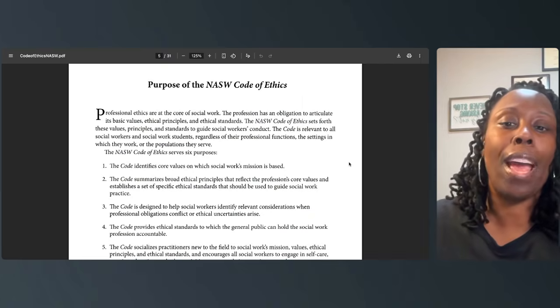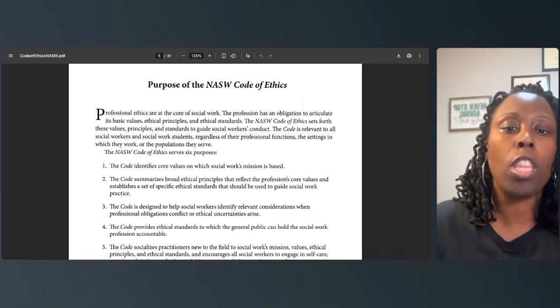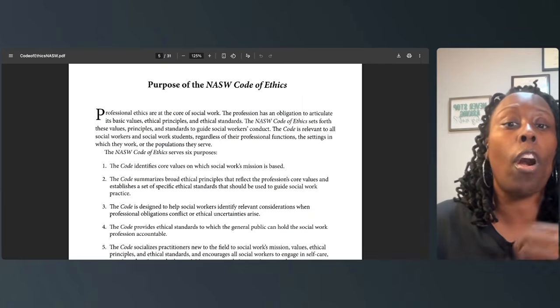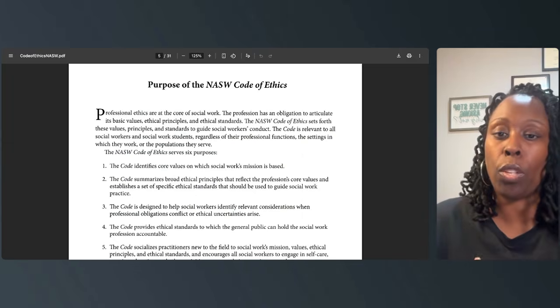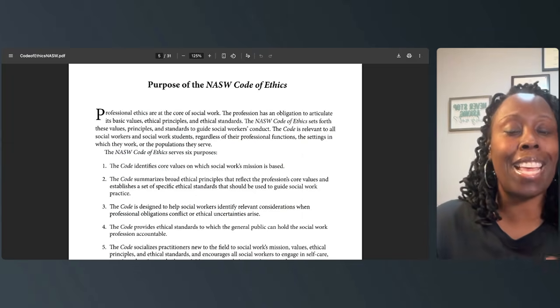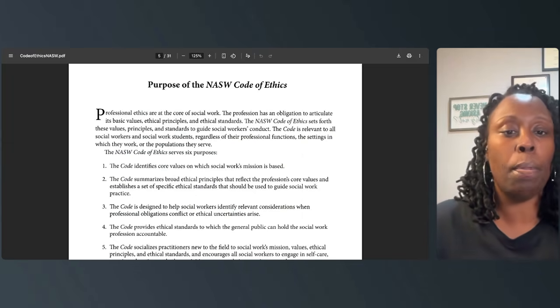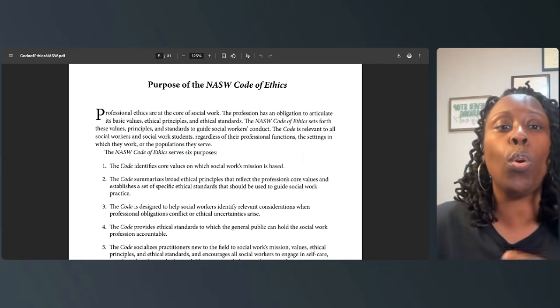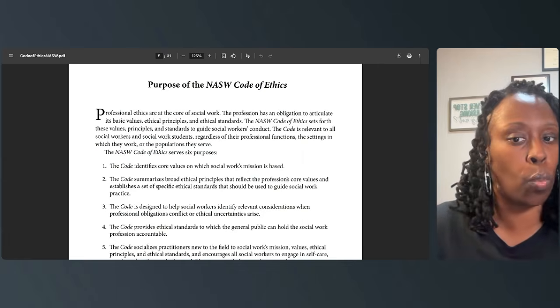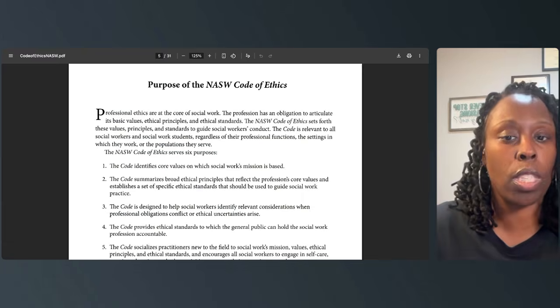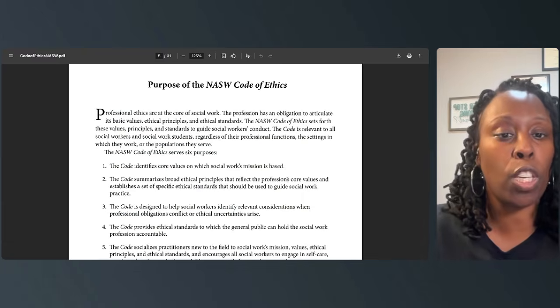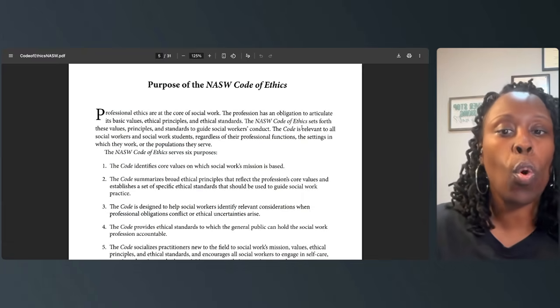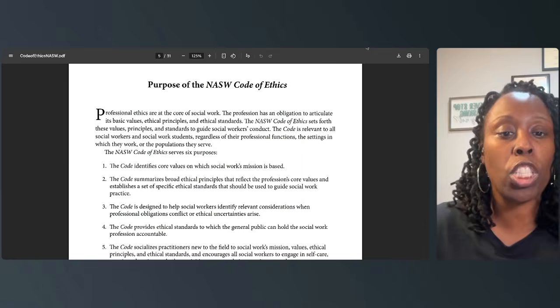Professional ethics are at the core of social work. The profession has an obligation to articulate its basic values, ethical principles, and ethical standards. The NASW Code of Ethics sets forth these values, principles, and standards to guide social workers' conduct. The code is relevant to all social workers and social work students, regardless of their professional functions, the setting in which they work, or the populations they serve.